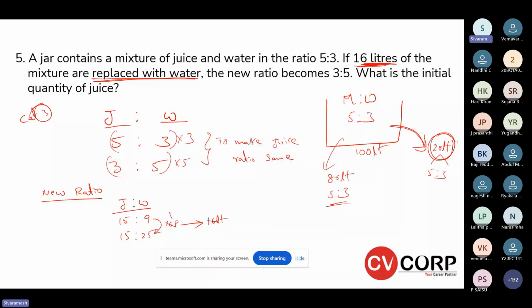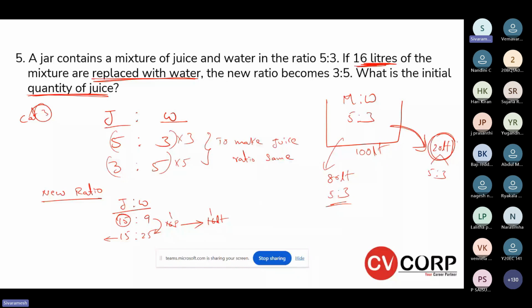Now after replacing, calculate. The mistake people will make is this: what is the initial quantity of juice? They will say the initial quantity of juice is 15 parts, one part is 1 liter, so 15 parts will be 15 liters. They will make 15 liters the answer. But that's a wrong approach.